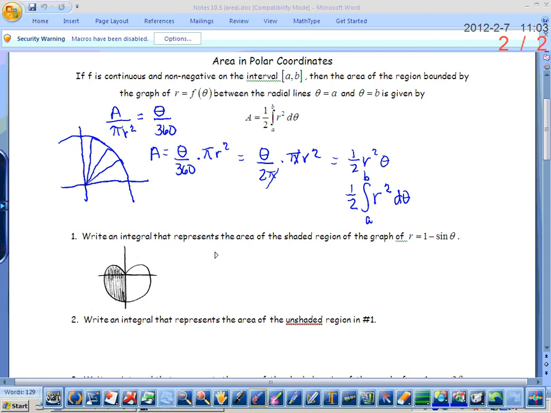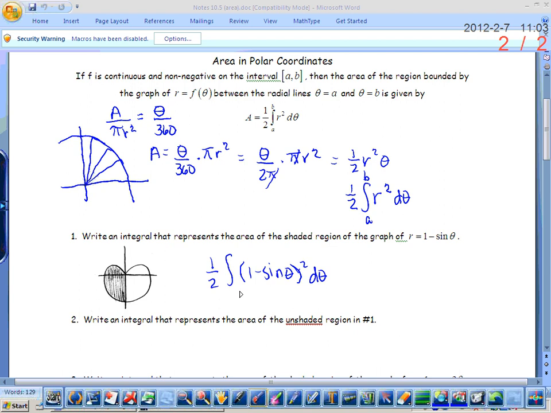All right, so write an integral that represents the area of the shaded region of the graph of r equals 1 minus sine theta. The easy part is just plugging the stuff in for the formula. So it's obviously going to be 1/2 integral. You're given the r equation, so r is 1 minus sine theta. The formula says to square it.